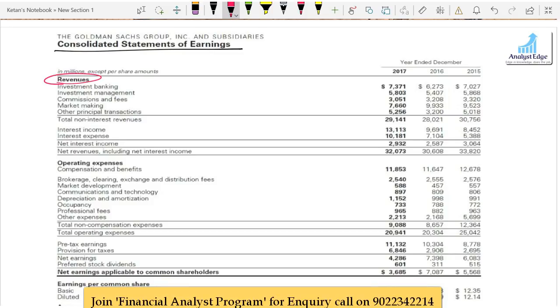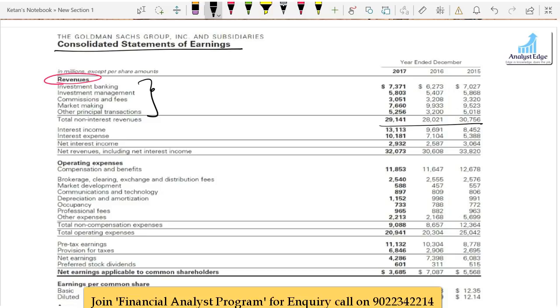Now, let's jump onto the revenue numbers, which are given out here, like 29 billion, 28 billion, 30 billion. Now, understand how Goldman Sachs, as an investment bank, is making its money. You take any investment bank, you take Goldman, Morgan, Credit Suisse, Deutsche, whatsoever. These players have multiple revenue streams to make money from. So if I look out here, I see there are around 5 areas where Goldman Sachs is making money from. First is investment banking, then investment management, commissions and fees, market making, other principal transactions.